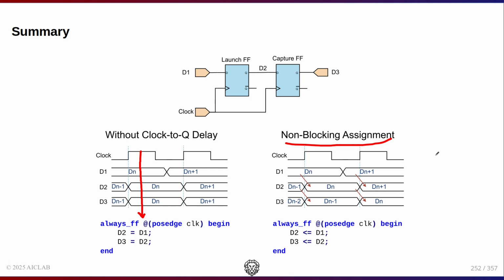Non-blocking assignments are evaluated in two phases: evaluation phase and update phase. This two-phase evaluation makes it possible to model the clock to queue delay of a real flip-flop.